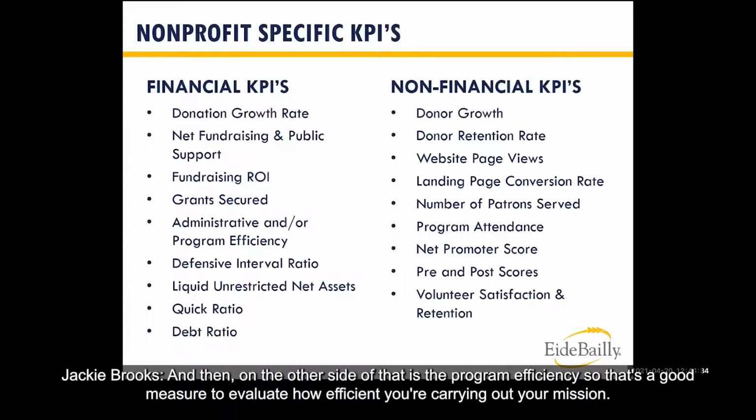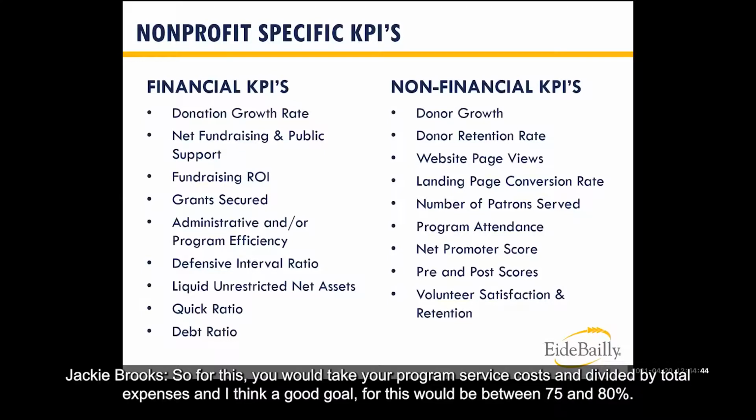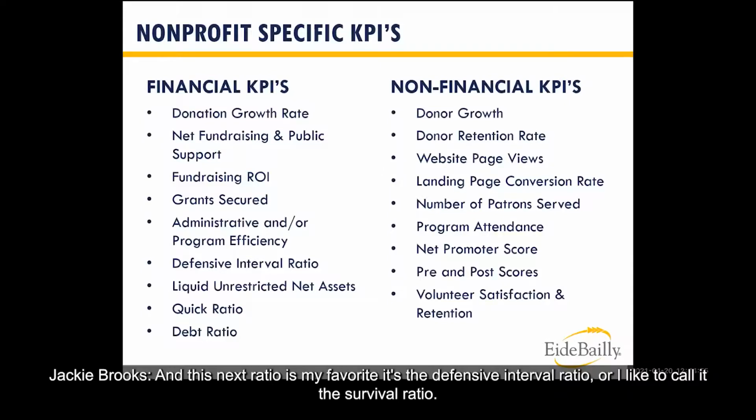And then on the other side of that is the program efficiency. So that's a good measure to evaluate how efficiently you're carrying out your mission. So for this, you would take your program service cost and divide by total expenses. And I think a good goal for this would be between 75 and 80%.